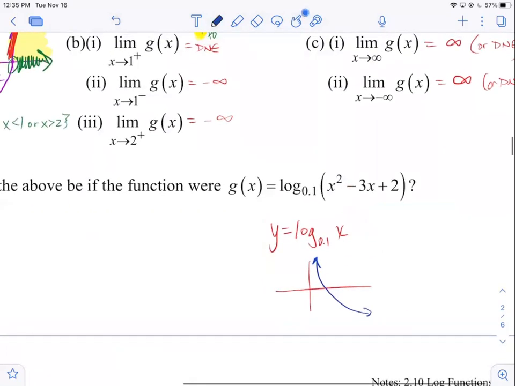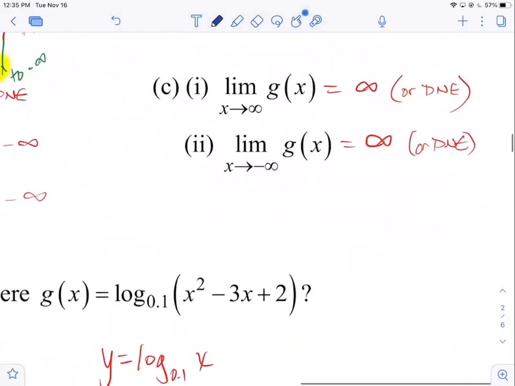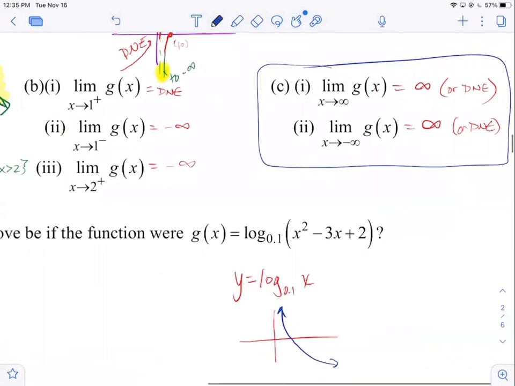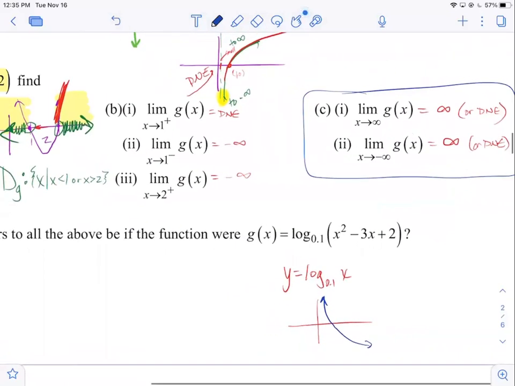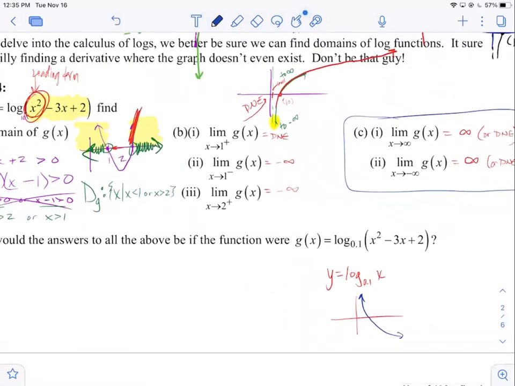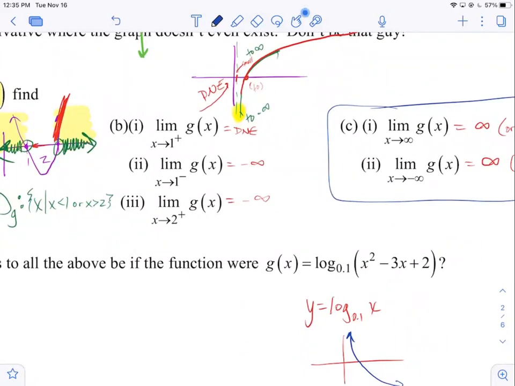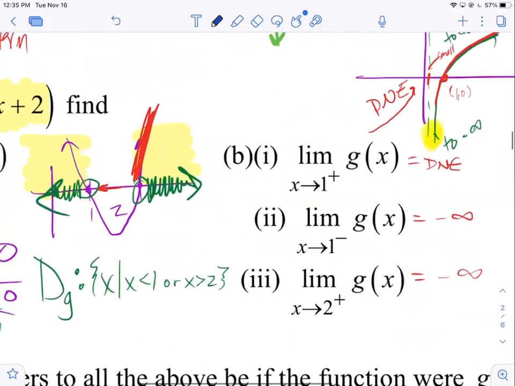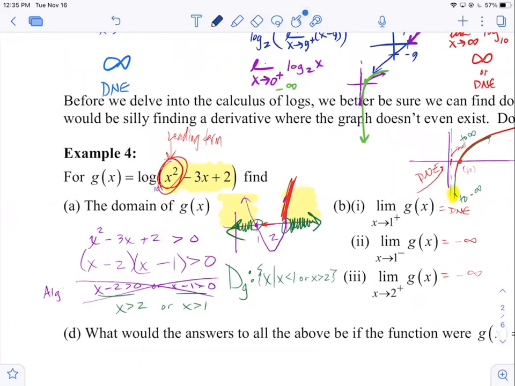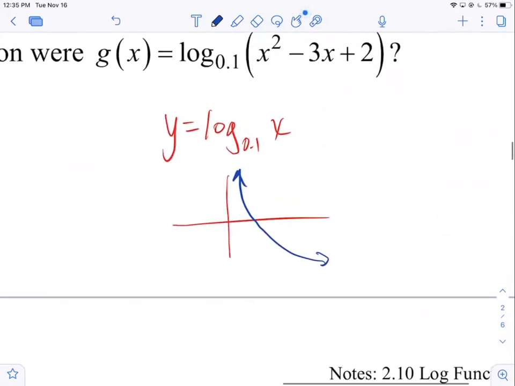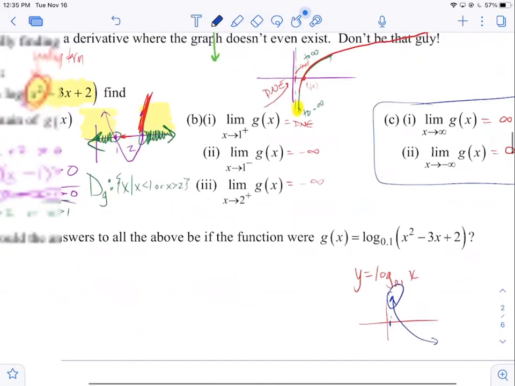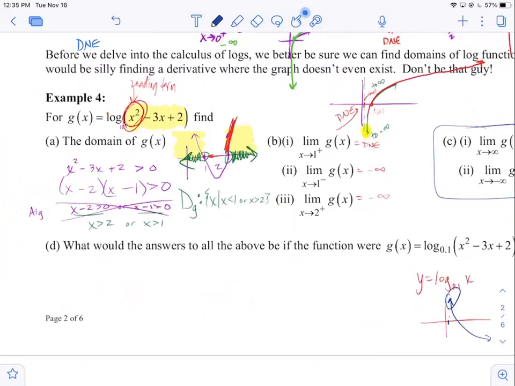And yeah, would it be all of them, or would it just be on part C? The inside, notice real quickly, the inside stays the same. The inside stays the same. So let's just do real quickly, let's do B2 again. If I approach 1 from the left, it's still this graph, right? Approaching 1 from the left is still approaching 0 from the positive side. But now if I take log base 0.1 of a small positive number, it's going to be what type of number? Big positive number. So yes, it'll change all of these.